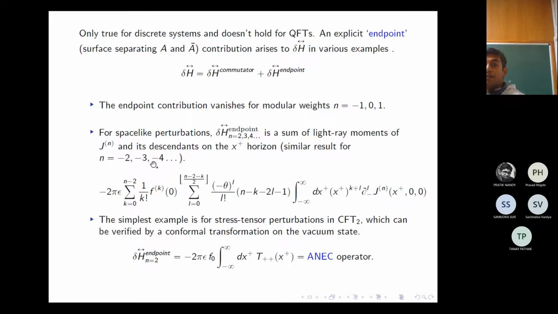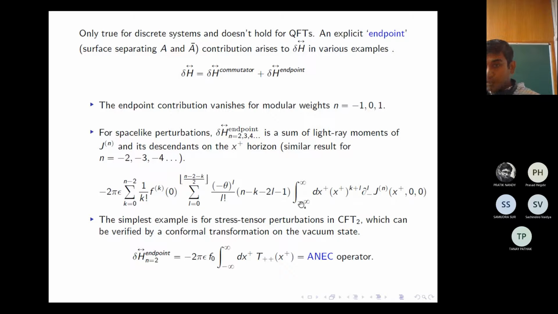However, if you have a perturbation by n equals 2, 3, 4, and so on, where n equals 2 you can think of as a stress tensor perturbation, then there is always a commutator contribution, which will be i epsilon G comma H0, plus there is this piece, which we will call the light ray moment.